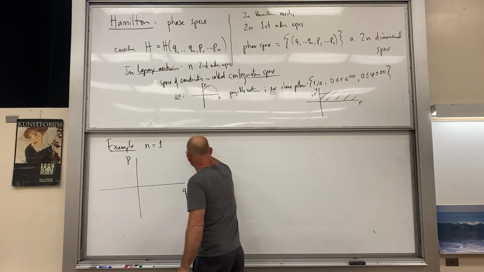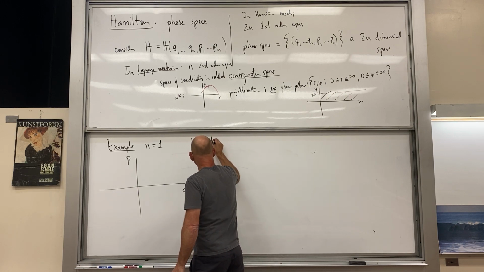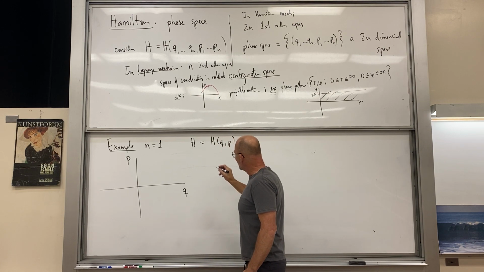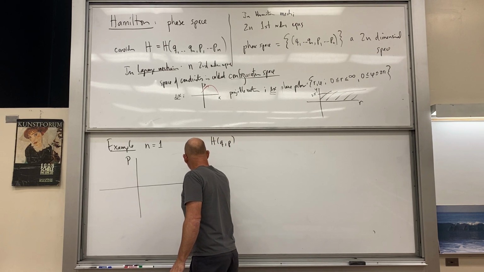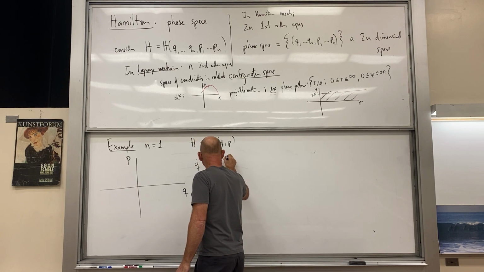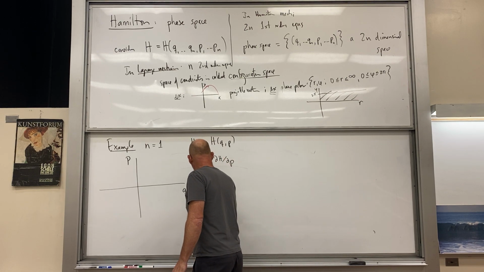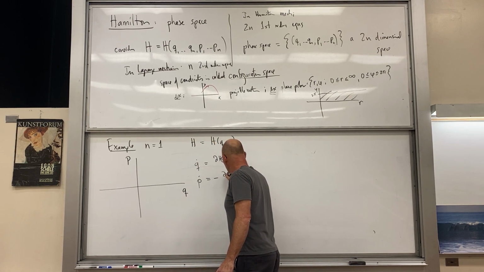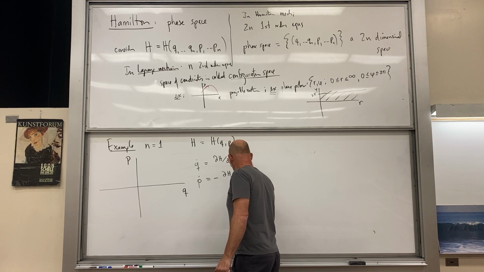And we have H equals H of Q and P. And we have Q dot is equal to partial H with respect to P. And P dot, these are just Hamilton's equations, is negative partial H with respect to Q.